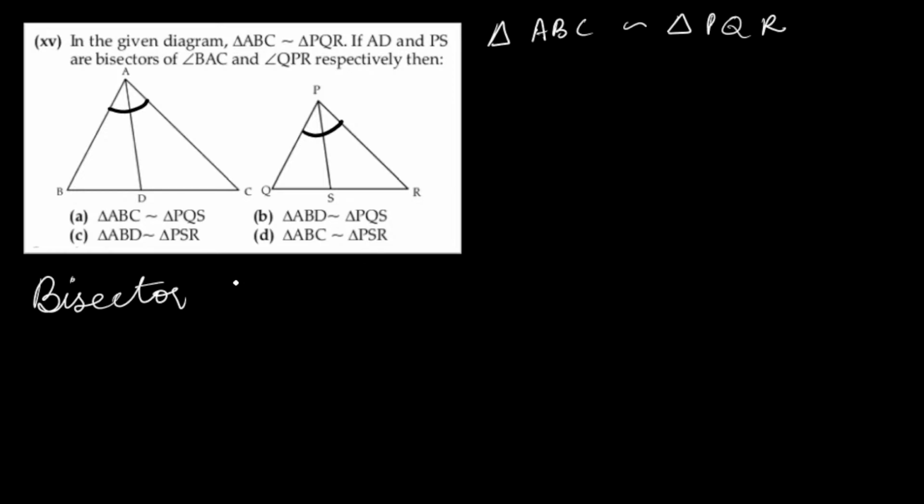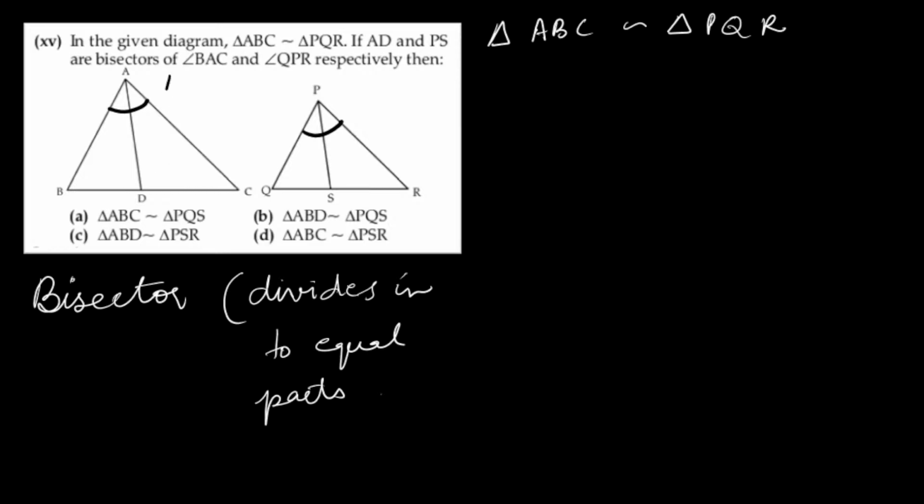Bisector. Bisector means divides into two equal parts. So that means if the total angle BAC is 2x, I'm just giving you an easy example, then this part is also equal to x and this part is also equal to x.